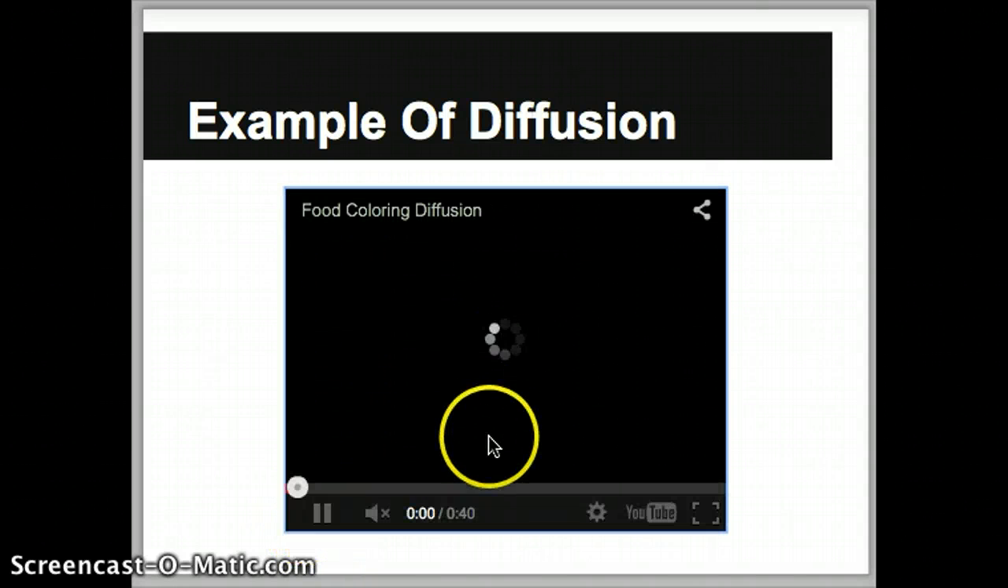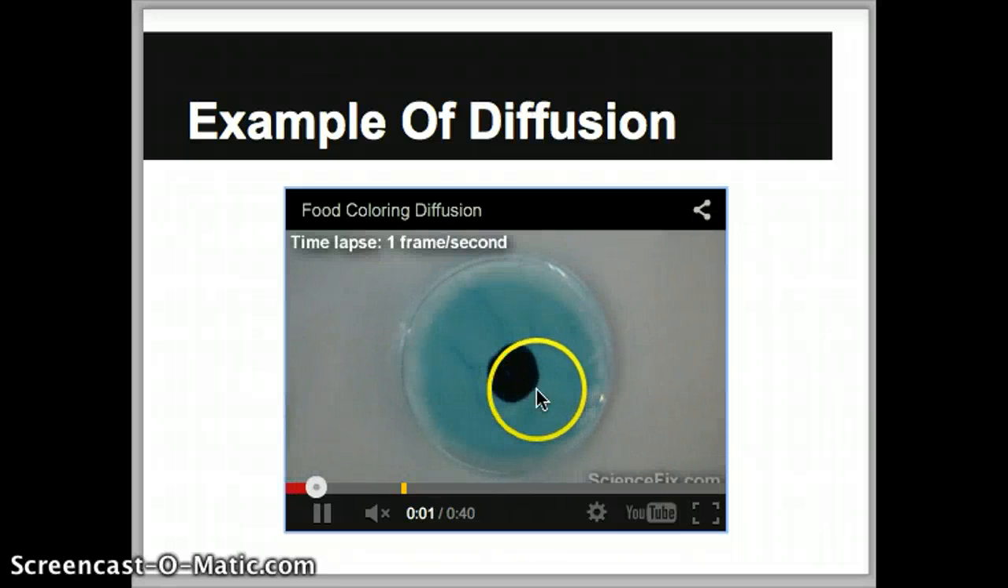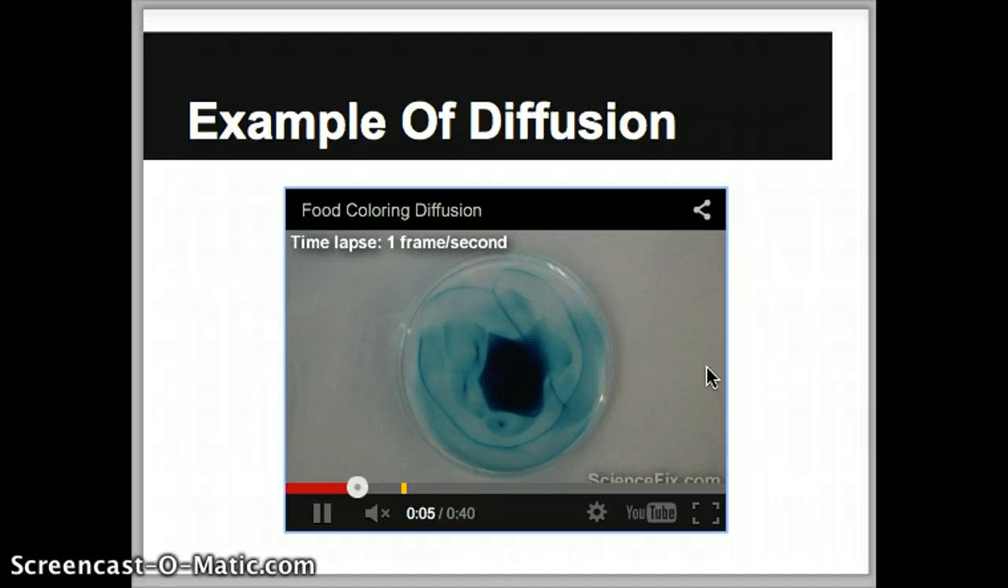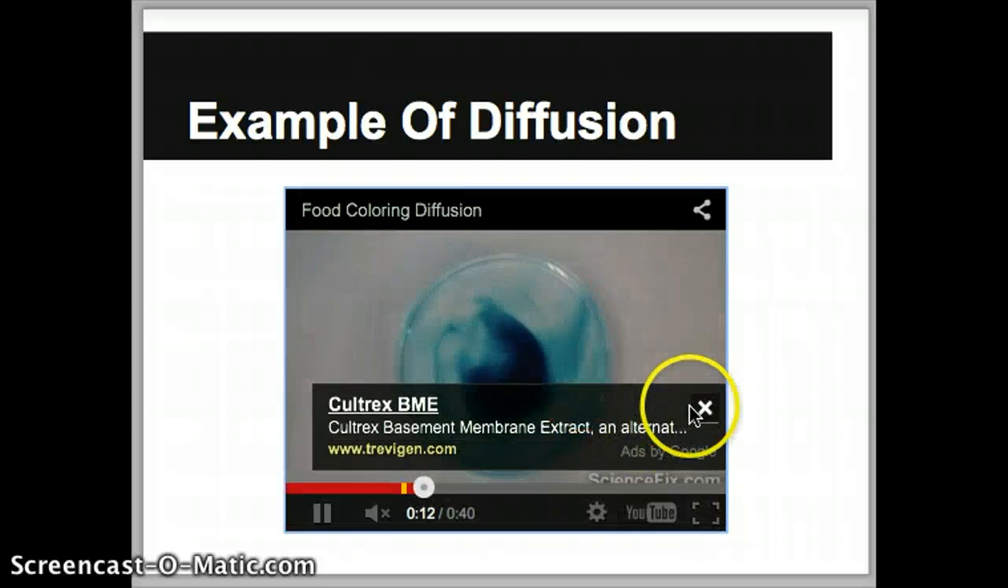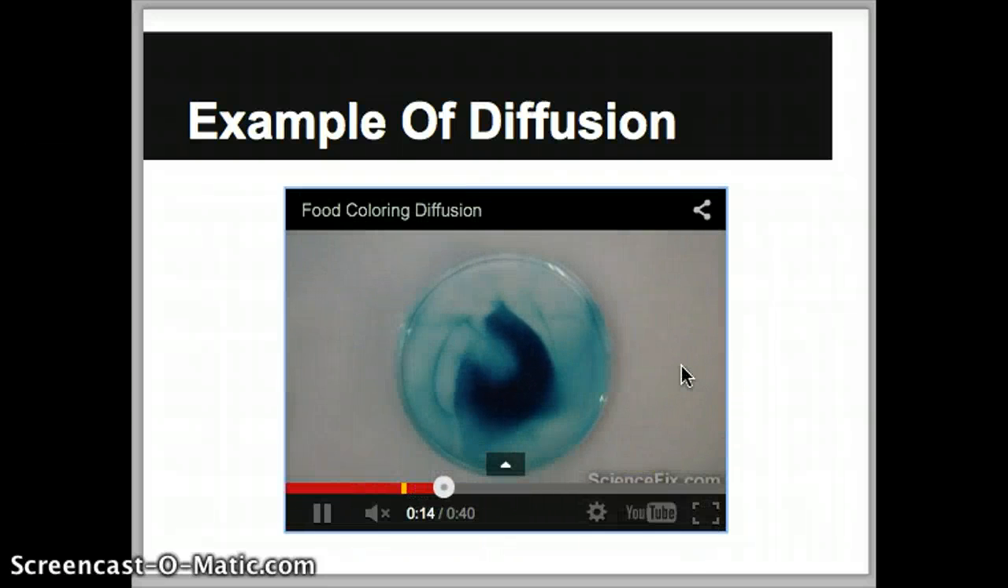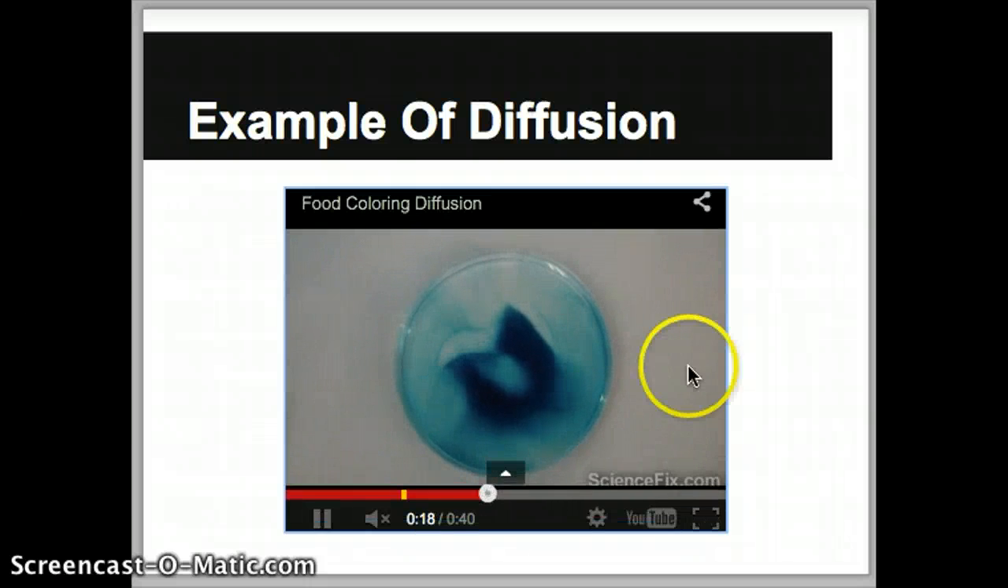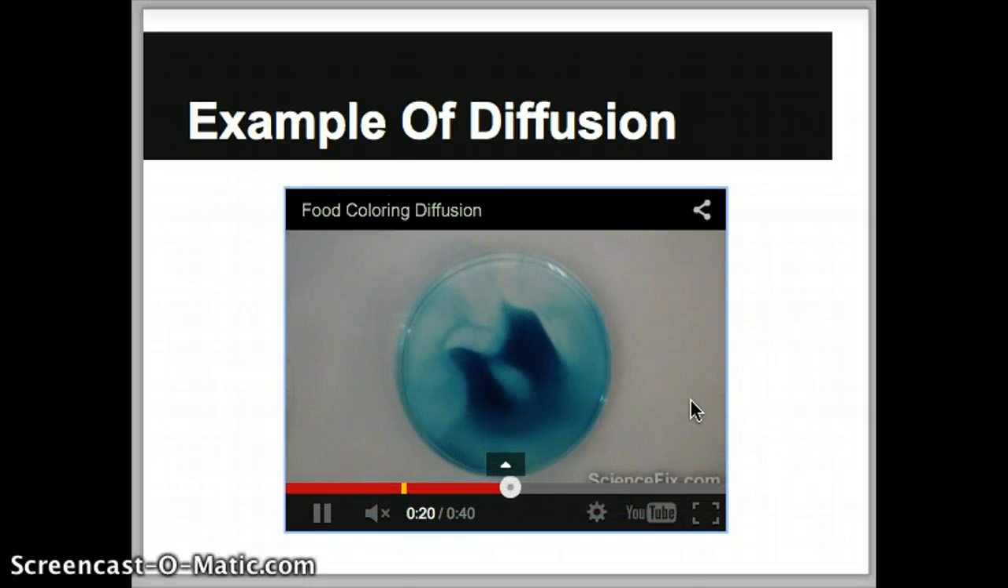So in this video here, you can think about adding the dye into the water in the petri dish. Over time, as you can see, the dye will go and evenly fill until it becomes an aqueous solution, or equilibrium is reached. It's going to be evenly distributed, the food coloring into the water.